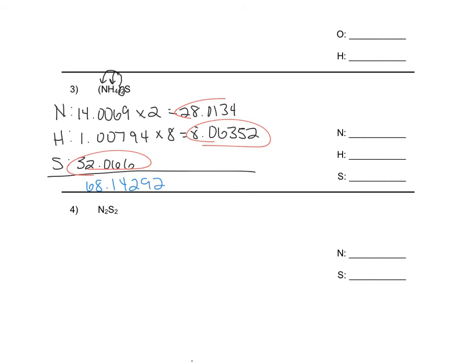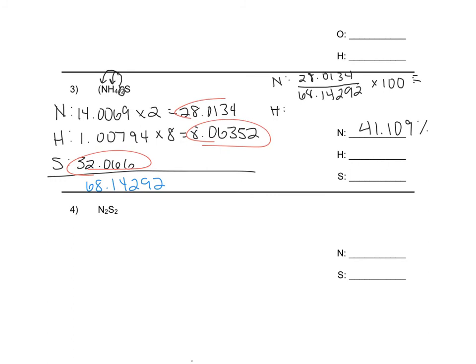So now I have to figure out how much each thing weighs. For nitrogen, we figured out it weighs 28.0134 because we have 2 nitrogens, and we want to figure out the percent composition of nitrogen in this compound, ammonium sulfide. So I take 28.0134, I'm going to divide that by 68.14292, which is the entire compound, and I'll multiply that by 100. When I do that in the calculator, the answer I end up getting is 41.109%.